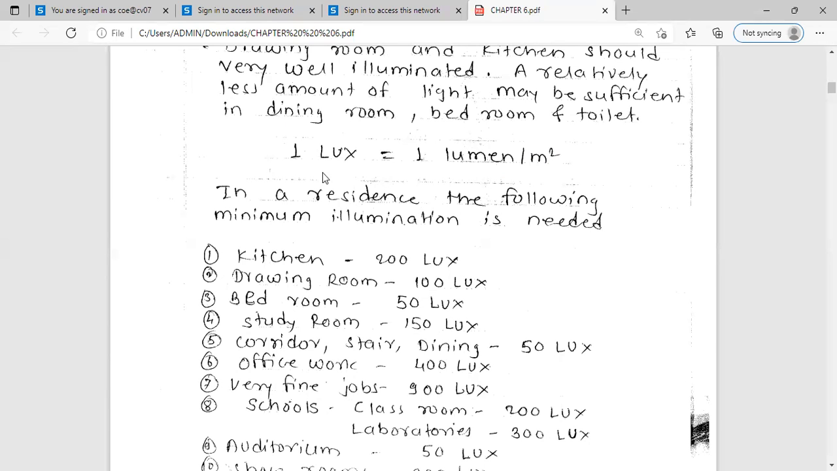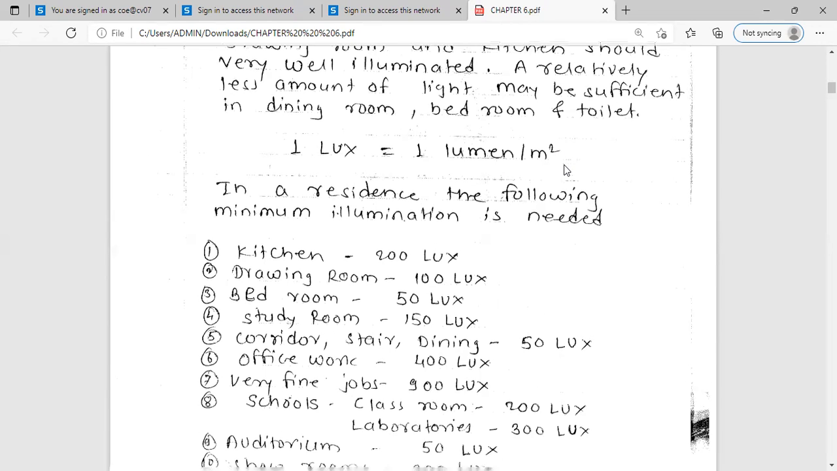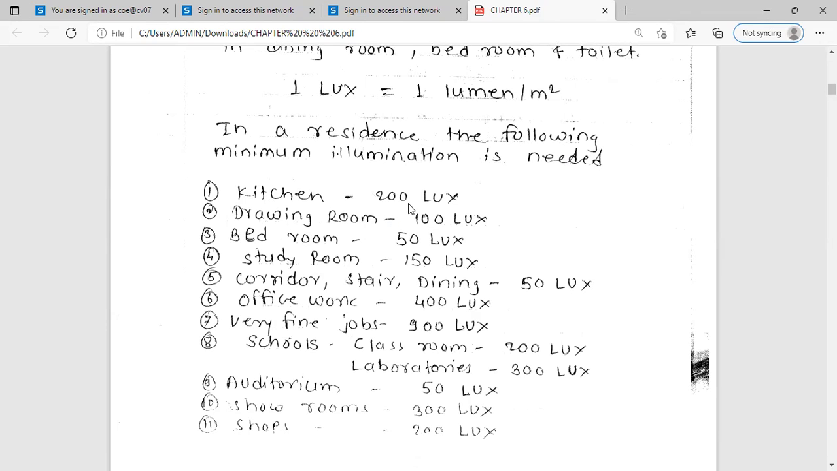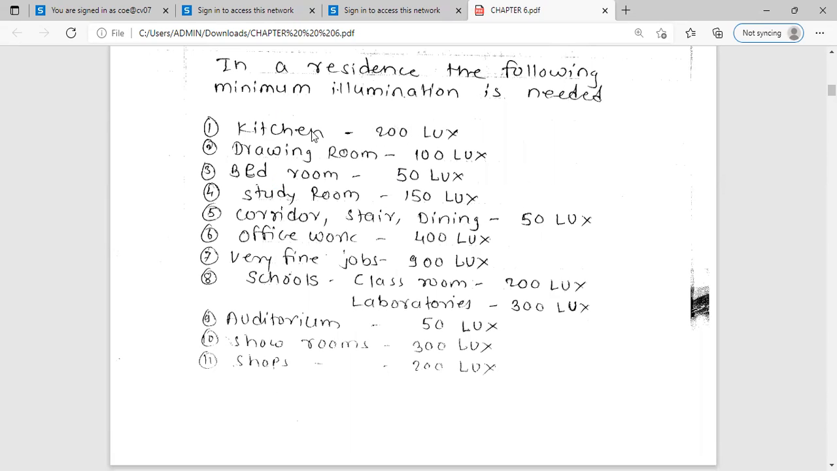This is the formula: 1 lux is equal to 1 lumen per square meter. The various amounts of lighting required in particular units of the building are mentioned here. Kitchen room 200 lux, drawing room 100 lux, bedroom 50 lux, study room 150 lux, corridor, stair, dining 50 lux, office work 400 lux, and for very fine jobs, 900 lux.